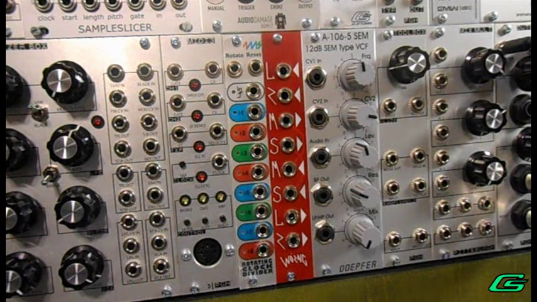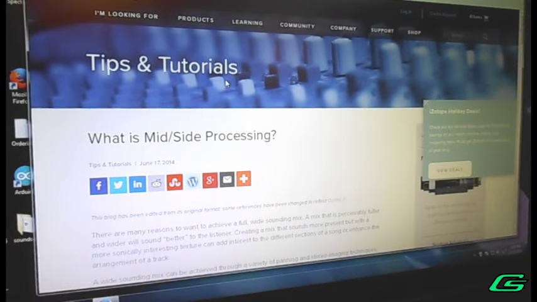Hello and welcome back. Today I will be talking about mid-side audio processing, what it is, and how you might be able to use mid-side processing in some of your own musical endeavors. I'm here on the iZotope website. They have an excellent article on what is mid-side processing.